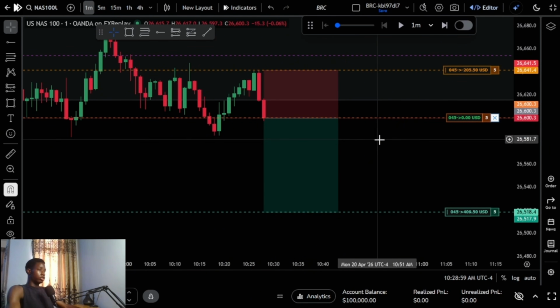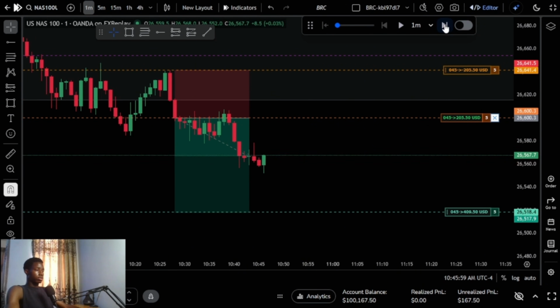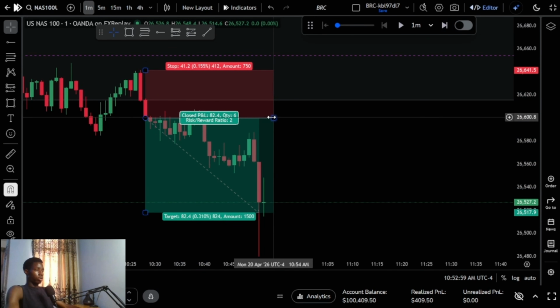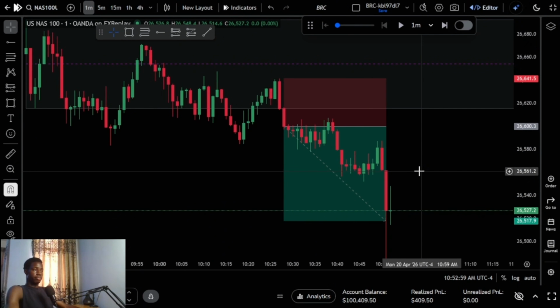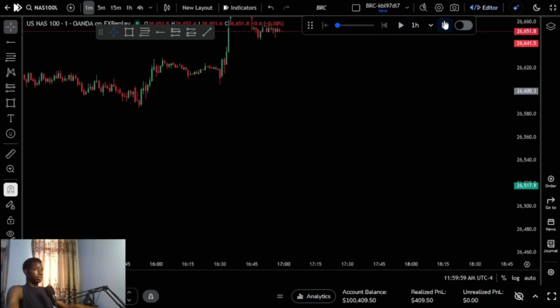So remember, entry right there. As soon as this candle closes, and if we watch out, let's fast forward this. That was a 1 to 2 banger trade right there. Now let's go to Tuesday and let's see the trade I ended up taking.